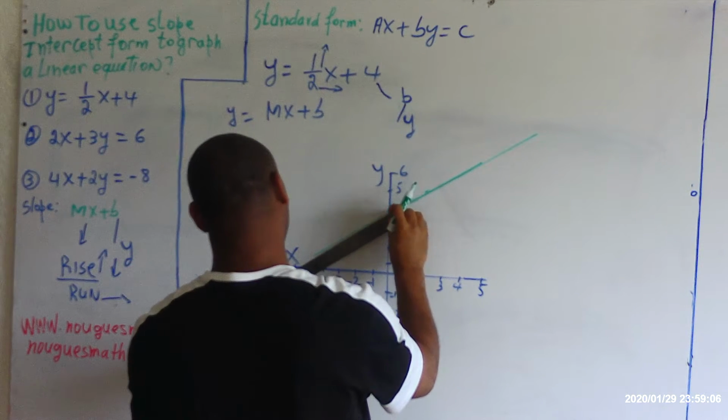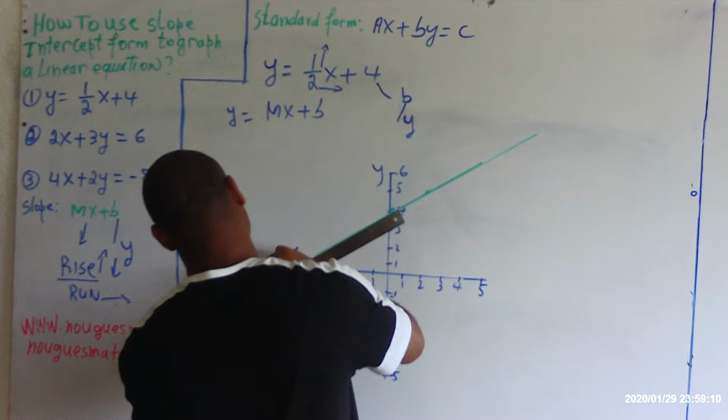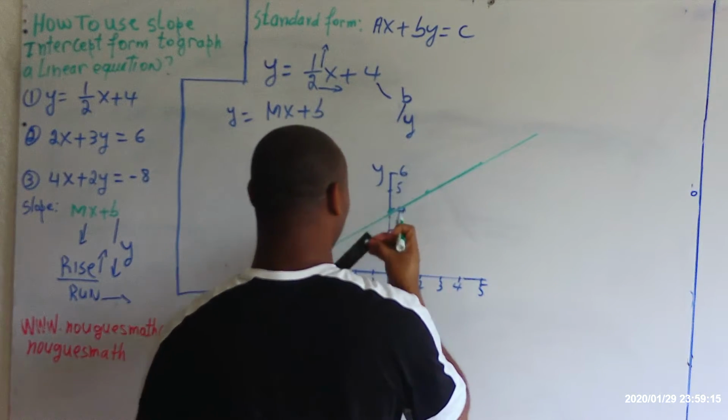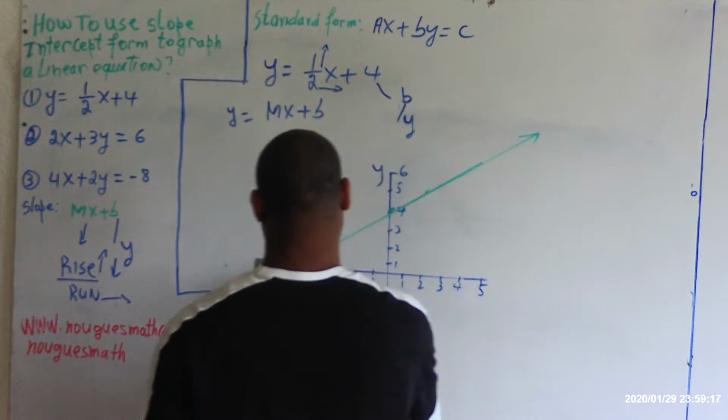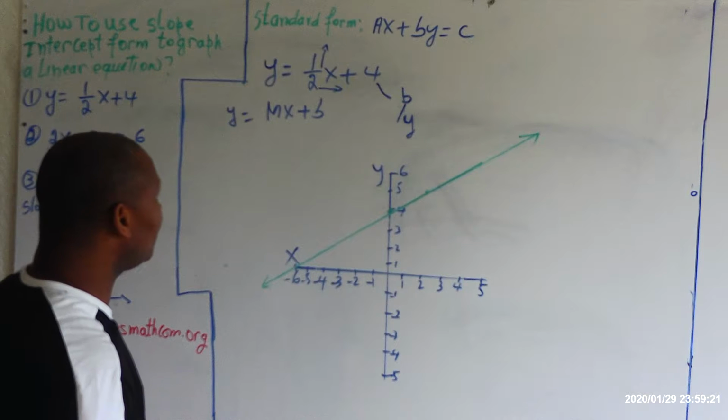I'll show you the hard way first, okay? We use a table first before the easiest way. That's it. How do I know my graph is right?